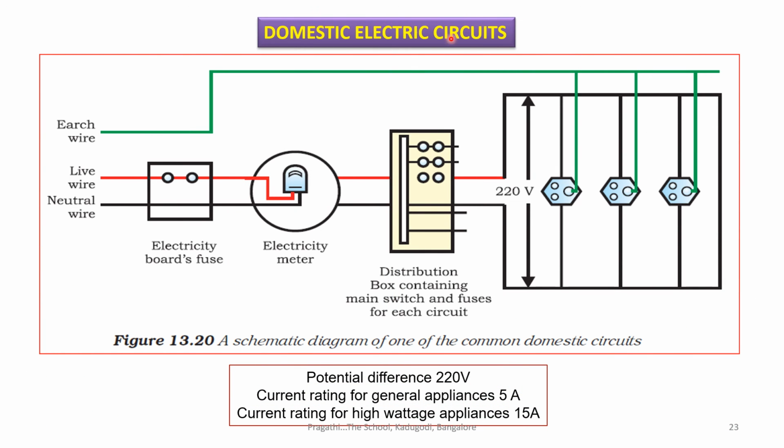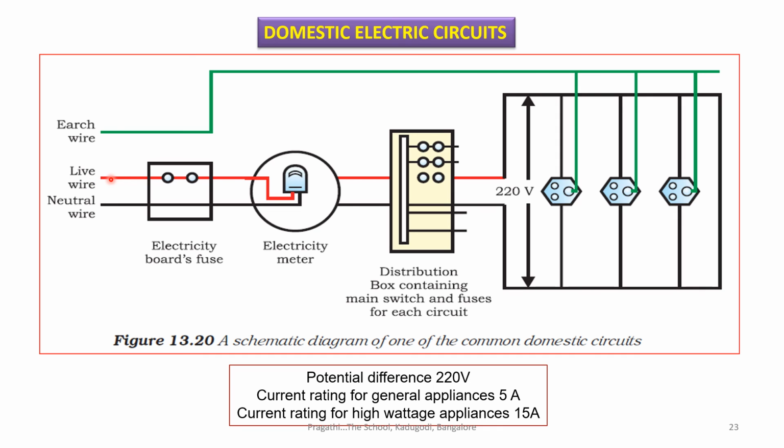Domestic electric wires. What does domestic mean? House. At the house, how will the connection be? From the pole, this wire is coming, the earth wire is coming, and you connect everything to the switch, and the live wire is there. Have you seen how many wires come in the electric pole? Usually three wires will be coming.